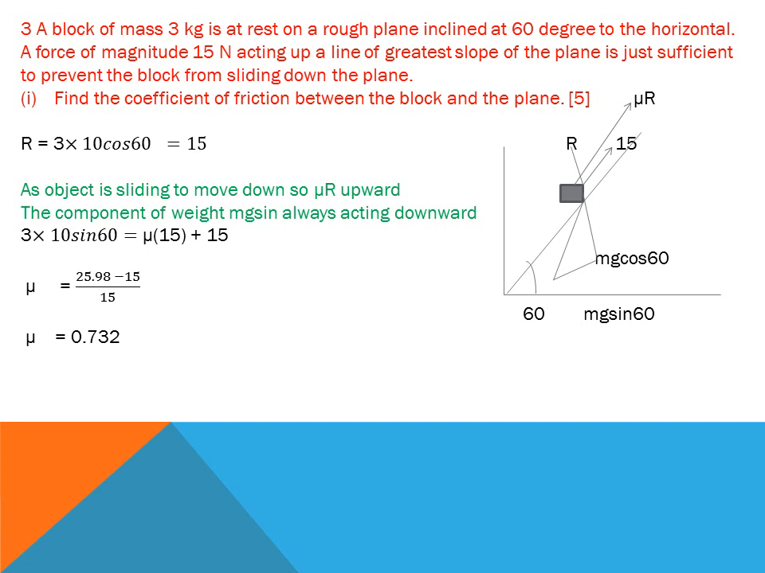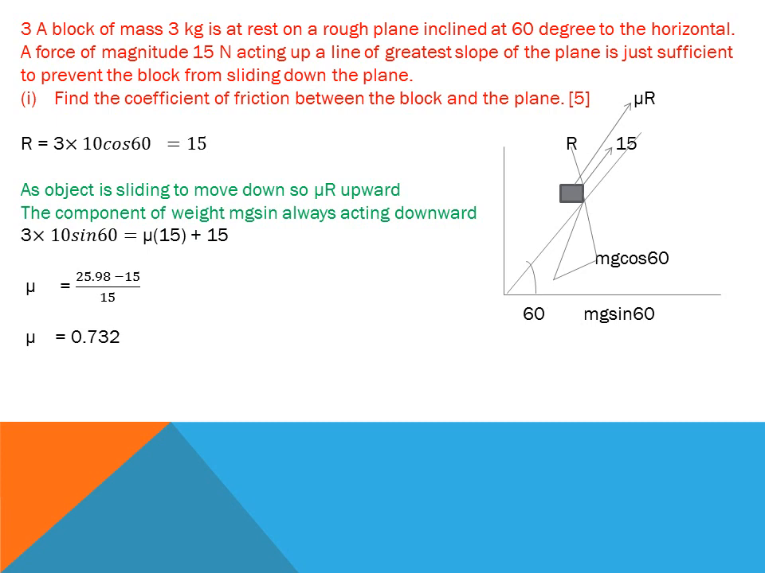A mass of 3 kg rests on a rough plane. Rough plane means there is a frictional force acting on the object. At 60 degrees to the horizontal, a force of magnitude 15 Newton acts up the line of greatest slope. It means the 15 Newton force is acting to move the body upward. It is sufficient to prevent the block from sliding down the plane. This force is only applied to keep the body at rest. It means if the force is removed, then the body will move downwards.